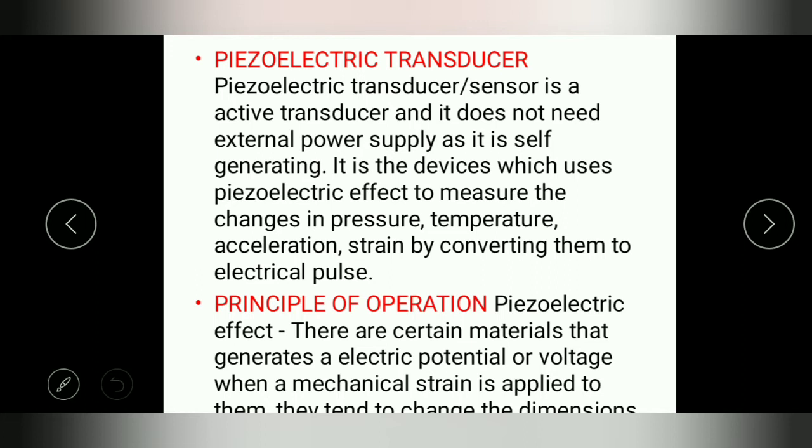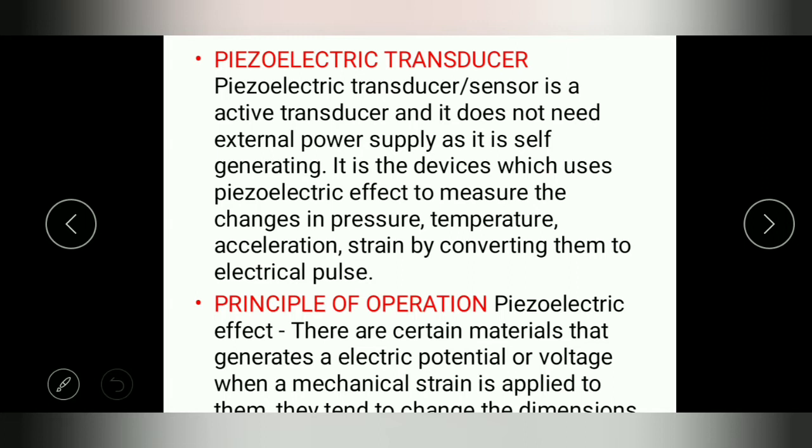Here also we can see there is no external power source required for the working of piezoelectric transducer. So the piezoelectric crystal will derive the energy required for its working from the input quantity to be measured itself, and it is converted to the corresponding value of voltage. That is another example of active transducer. The principle of operation, we can see the principle of operation. I already explained, so we can read that also.